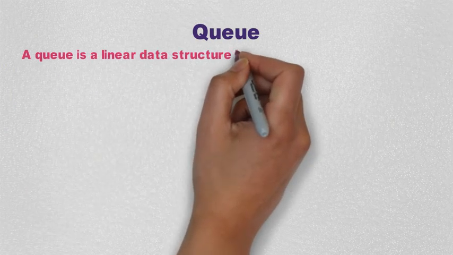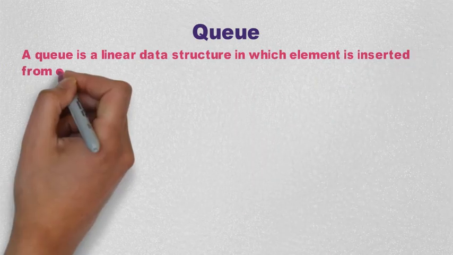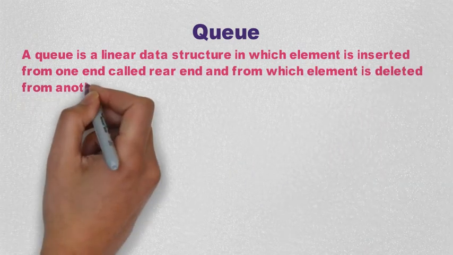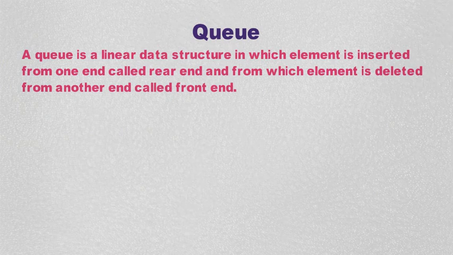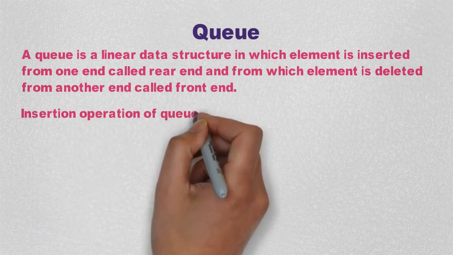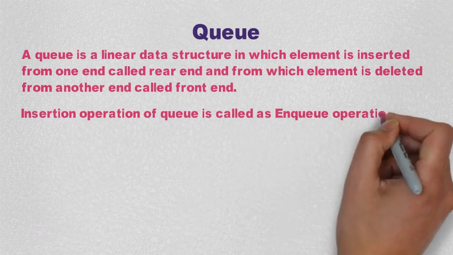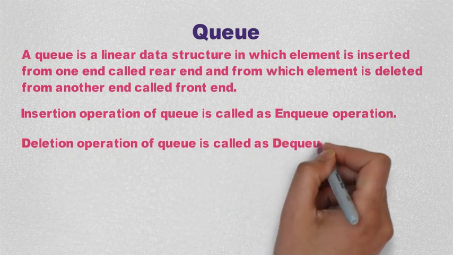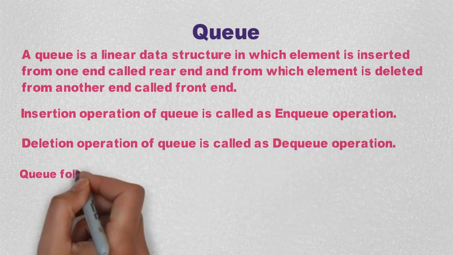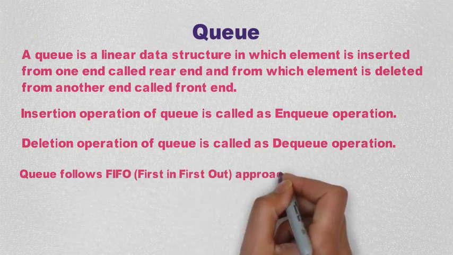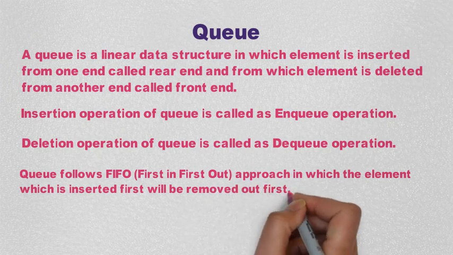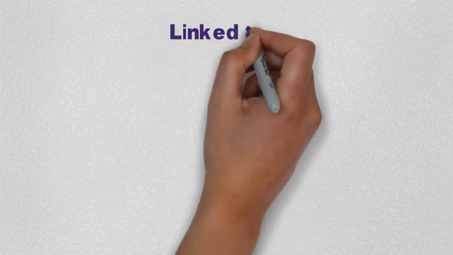A queue is a data structure in which element is inserted from one end called rear end and element is deleted from another end called front end. Insertion operation of queue is called the NQ operation. Deletion operation of queue is called the DQ operation. Queue follows first in first out approach in which the element which is inserted first will be removed first. Now let us look at what is linked list.